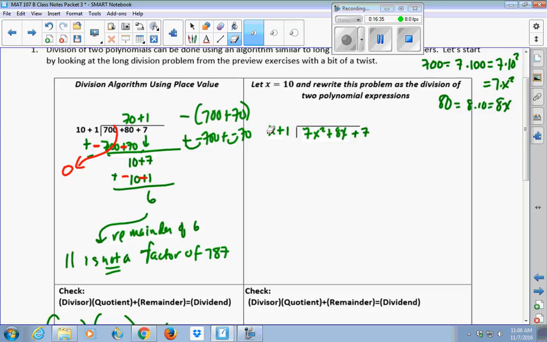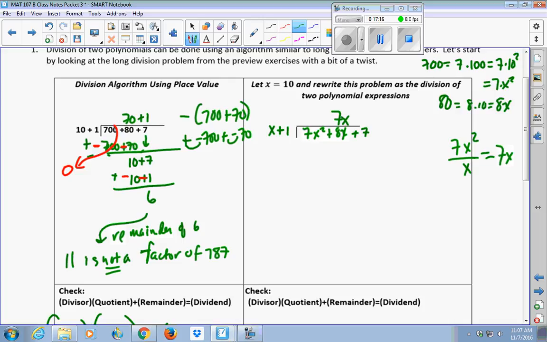All right. So x plus 1, again, you start with your highest degree and you put it into the highest degree of your polynomial here. So x goes into 7x squared. Well, let's see. 7x squared divided by x. If I reduce that, what would my answer be? 7x, right? That's like my 70. See over here? It's like my 70. 7 times x, 7 times 10 is 70. So I put my 7x right above my 8x.